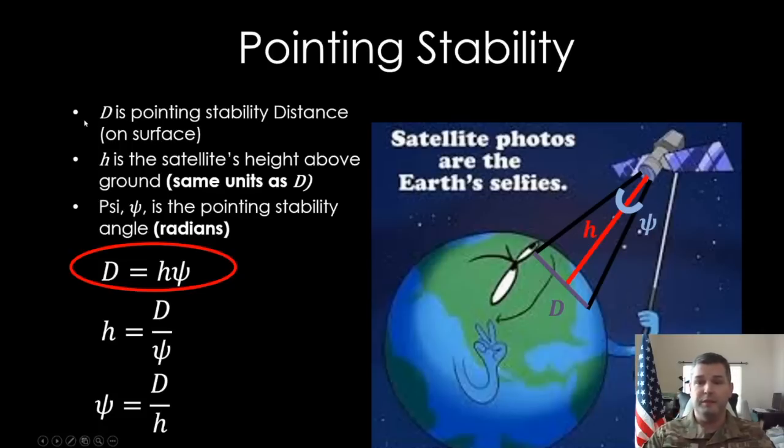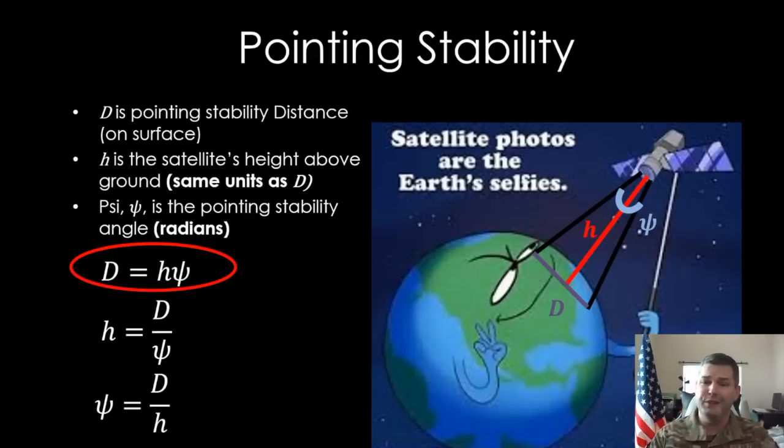So D is the pointing stability distance on the surface. H is the satellite's height above the ground, and it's important that these are in the same units. It doesn't matter if they're both in furlongs or both in parsecs, they just have to be in the same units. Psi is the pointing stability angle, and that has to be in radians, because it is an angle that shows up by itself, not inside a trigonometric function, so we can't rely on a trigonometric function to correct for our units. So D and H are distances in the same units, and psi, the angle, is always in radians.